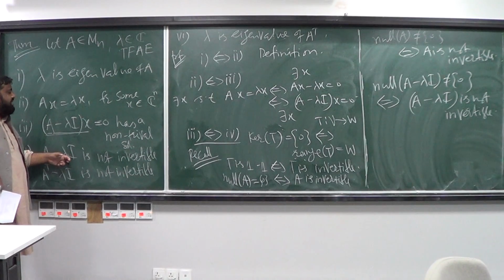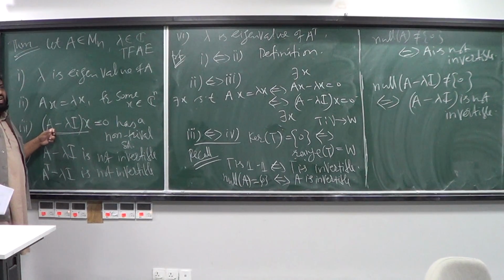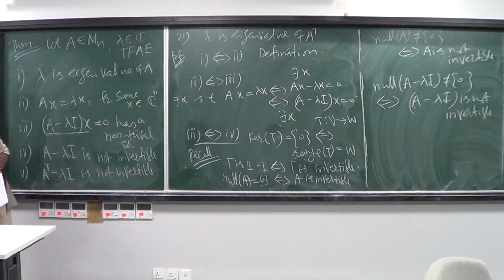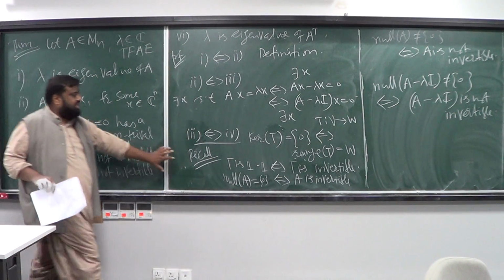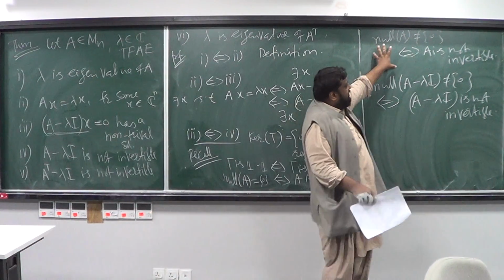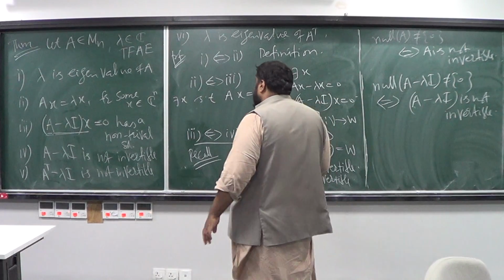And if A minus lambda I is not invertible, the null space of A minus lambda I is not 0, and therefore, you know, there exists a non-trivial solution. So this follows from basically this general observation. Okay? 3 and 4.